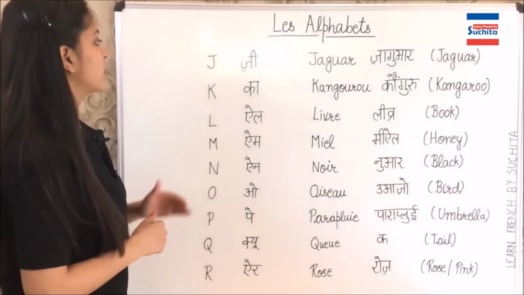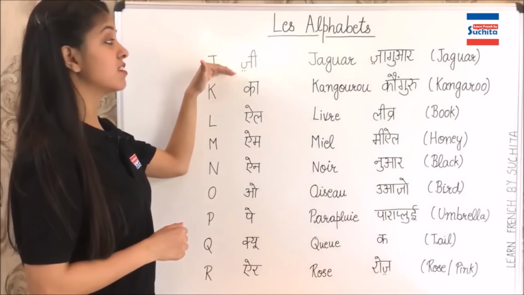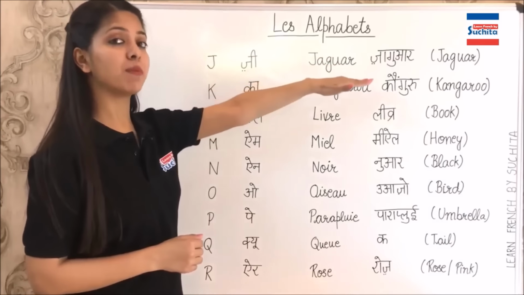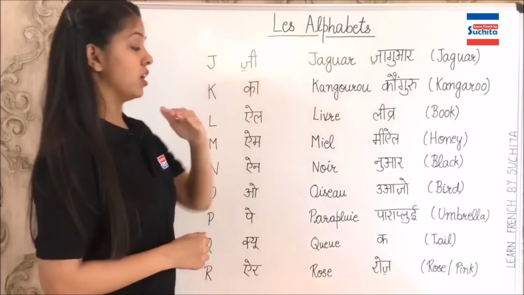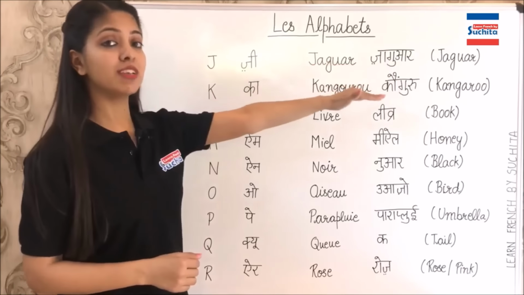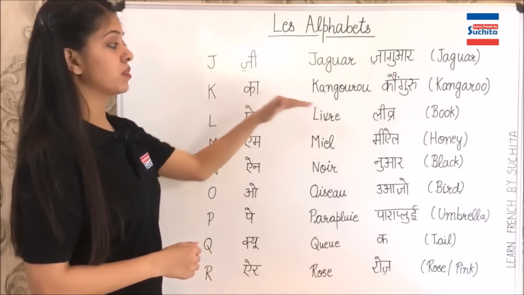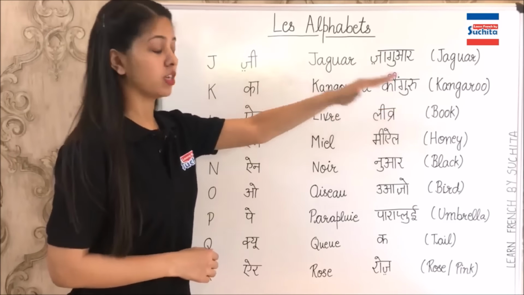Alright, so the next is J. Remember, we do not pronounce it as G, it is J. Jaguar. And the meaning is same as English. An animal, jaguar. The next one. K. Kangourou. And the meaning is kangaroo. The next, L, livre, and the meaning is a book.